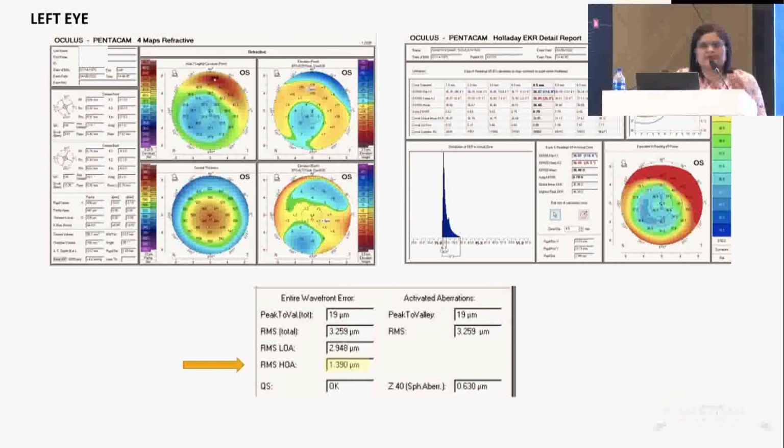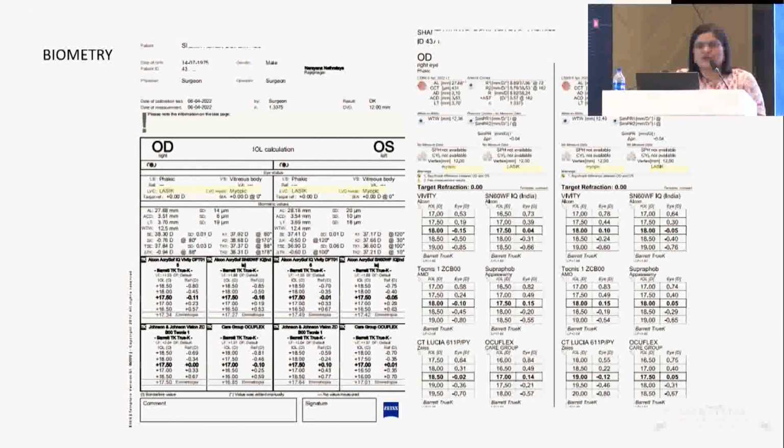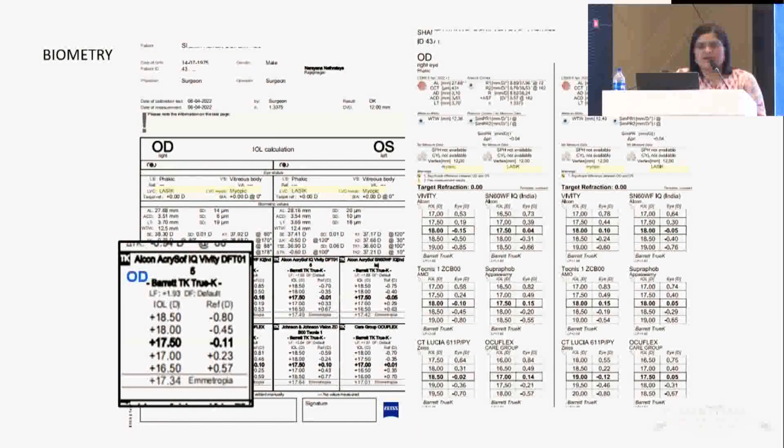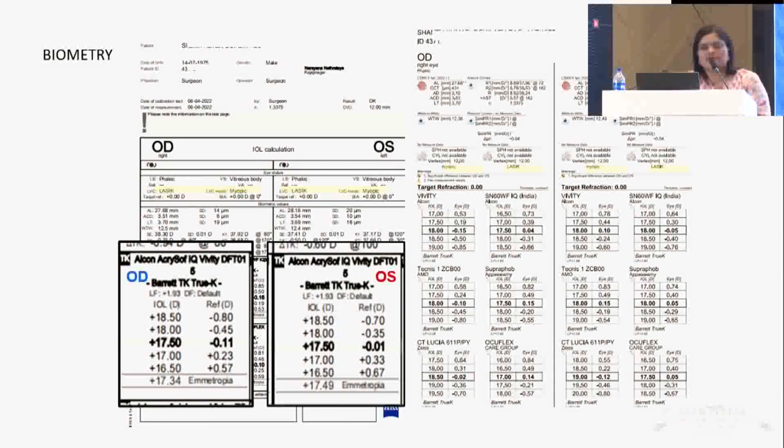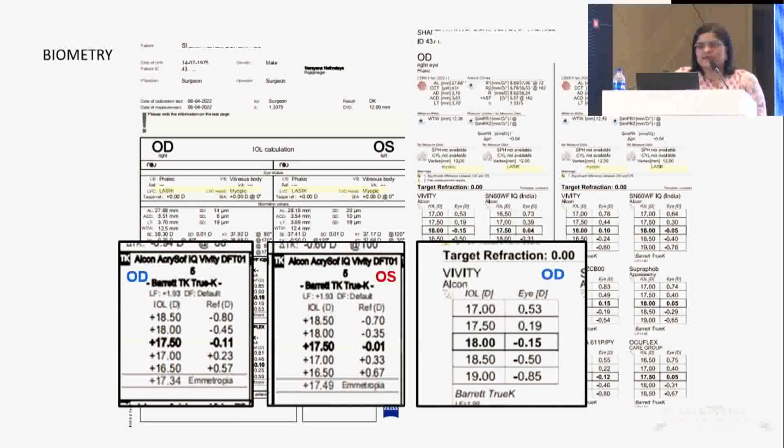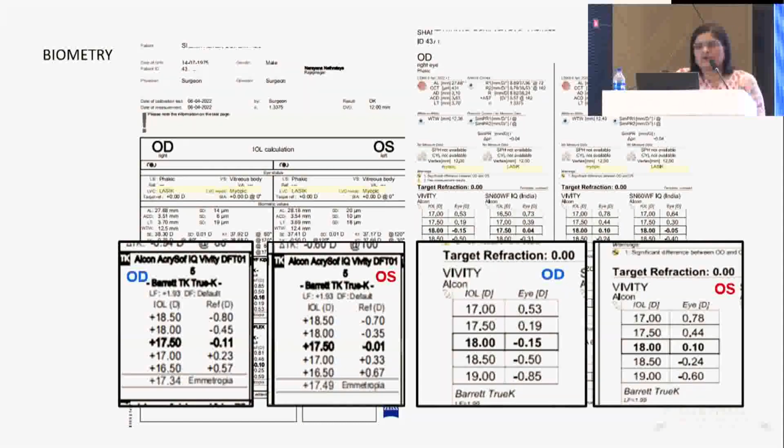So it was decided not to go for a trifocal or a multifocal lens, but to go for a Vivity lens. For the Vivity lens we did both scans, the IOL Master scan and the Lenstar scan. In the right eye, we got around 17.5 with the Barrett TK2K formula using the IOL Master, and in the left eye we also got 17.5. Similarly, with the Lenstar, the right eye was plus 18 and the left eye was close to 18.5.